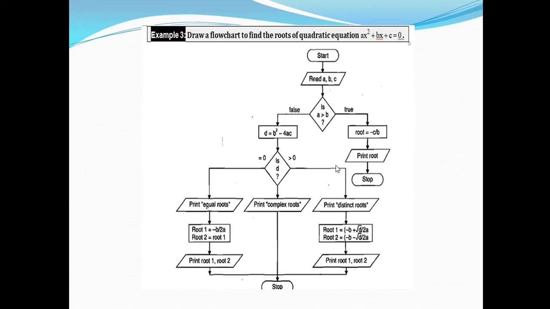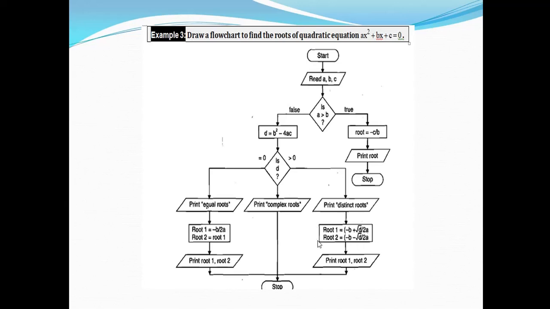See, if d is greater than 0, then it has distinct roots. What are those distinct roots here? Minus b plus or minus under root of b square minus 4ac by 2a. That is the general mathematical form, but here we are making it separate. Minus b plus root d by 2a, where d is b square minus 4ac. This is one root, and the second root is minus b minus under root of d by 2a.